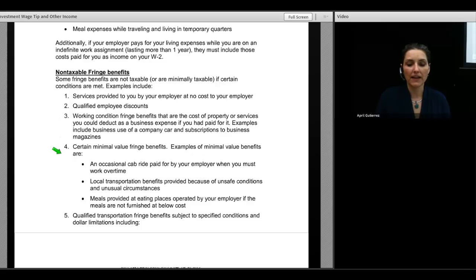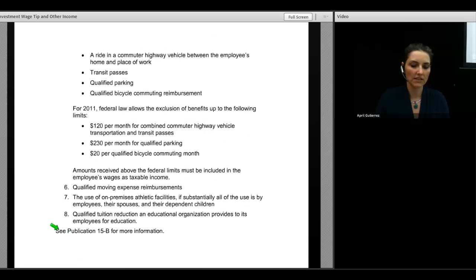Also, certain minimal value fringe benefits, and examples of minimal value fringe benefits are an occasional cab ride paid for by your employer when you must work overtime, local transportation benefits provided because of unsafe conditions and unusual circumstances, meals provided at eating places operated by your employer if the meals are not furnished at below cost, and qualified transportation fringe benefits subject to special conditions and dollar limitations, including a ride in a commuter highway vehicle between the employee's home and place of work, transit passes, qualified parking, and qualified bicycle commuting reimbursement.